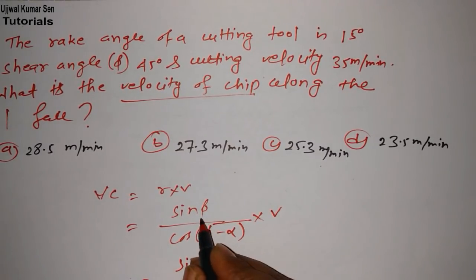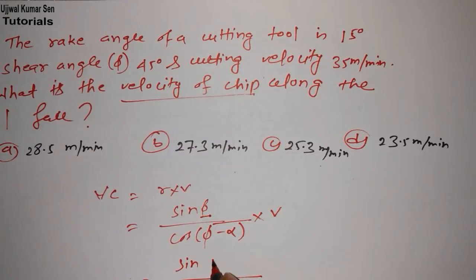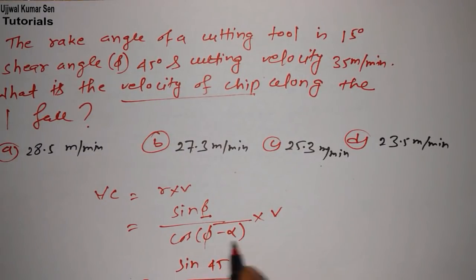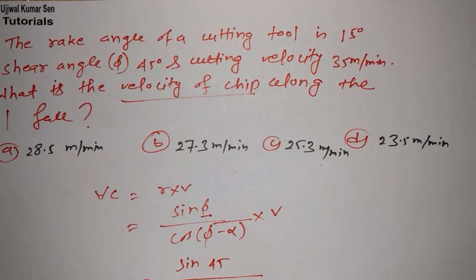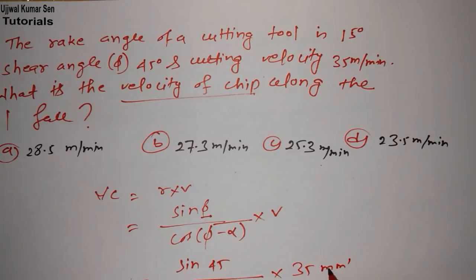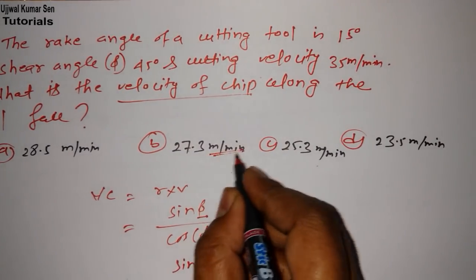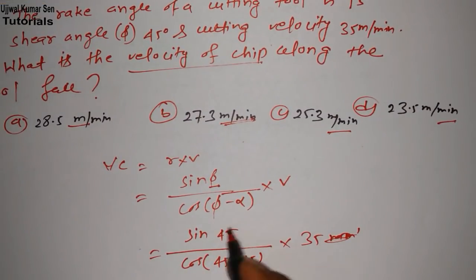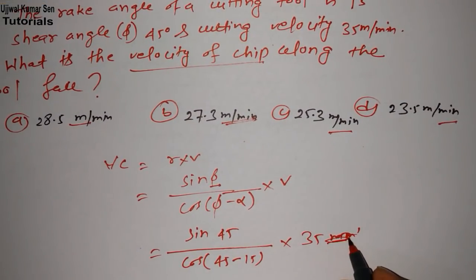So first, sine phi, where phi is the shear angle, that is 45. Cos of 45 minus the rake angle, which is 15 degrees, into V, where velocity is 35 meters per minute. We don't need to change the unit because the asked unit is already meters per minute, so the remaining unit of V_c would be meters per minute. No need to take tension over the unit.